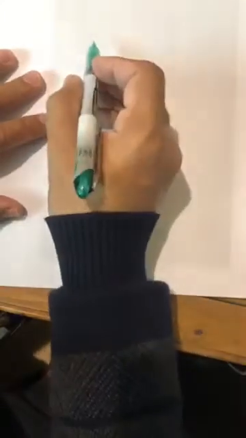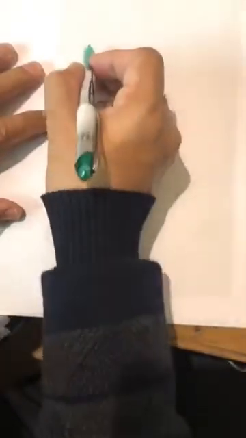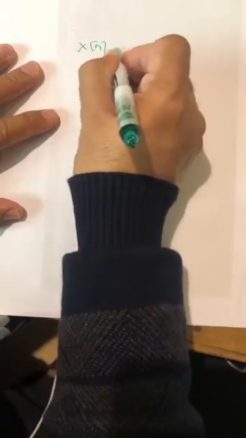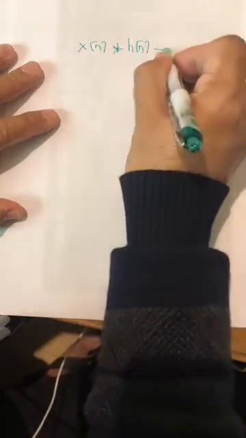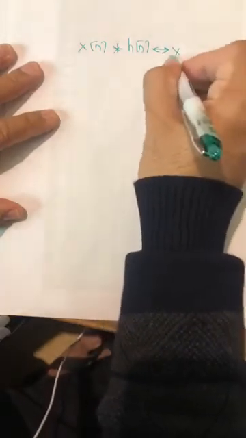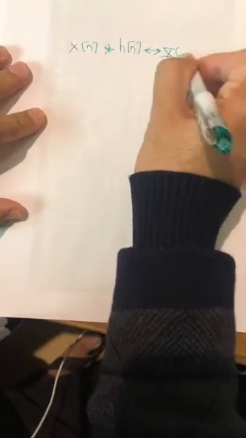Okay, now let's find the Fourier transform of something which is very important. Okay, inverse Fourier transform. Remember the property which says that convolution is multiplication in frequency.